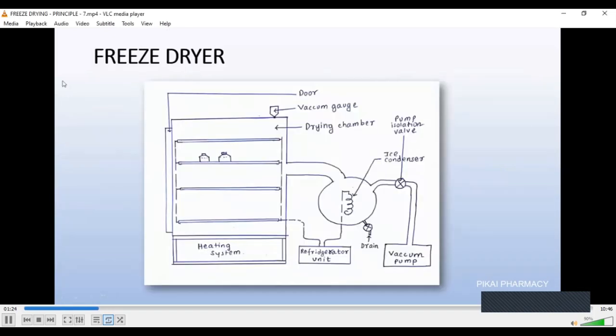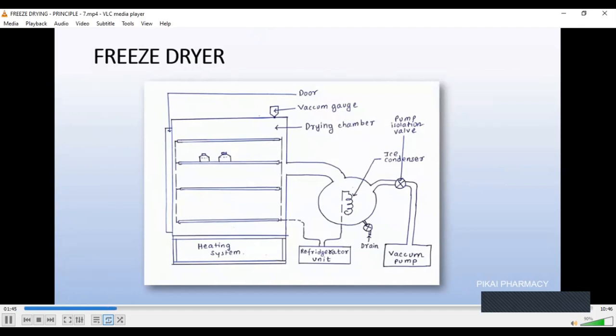So here comes the diagrammatic representation of our freeze dryer. First of all, there is a door. When we open the door, we will see some plates stacked upon one another on which we can place our samples. These plates are perforated. Why perforated? I will tell you right now.